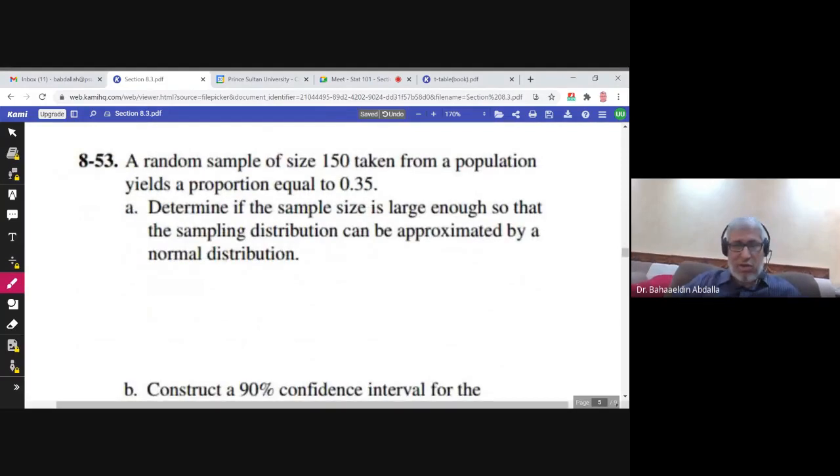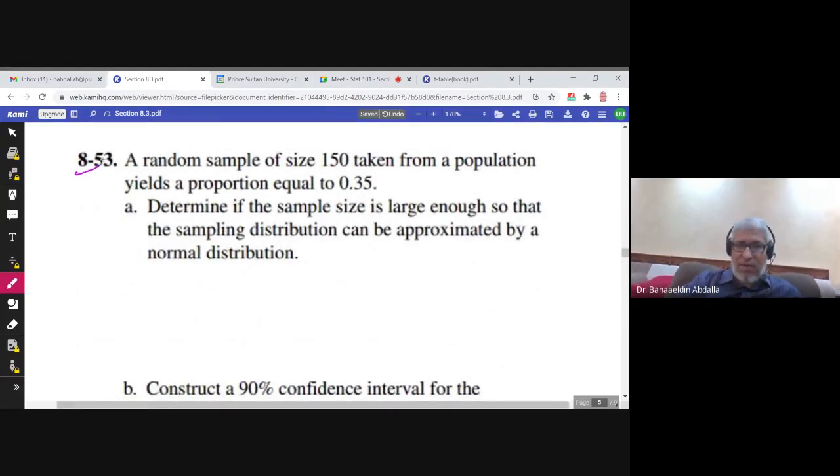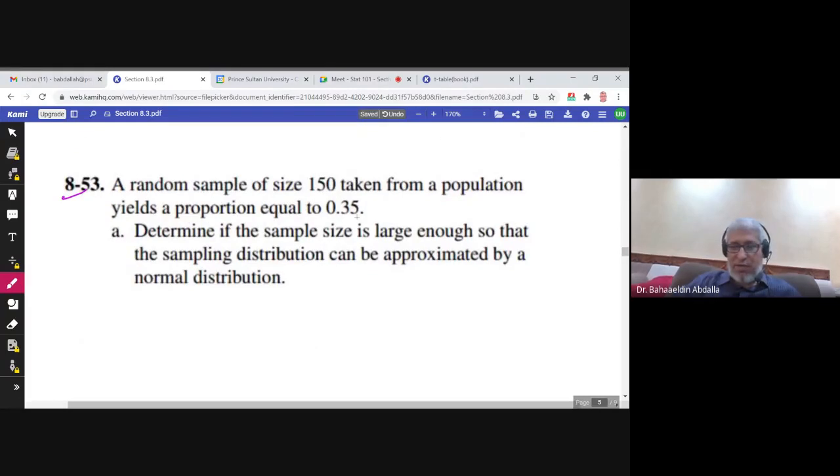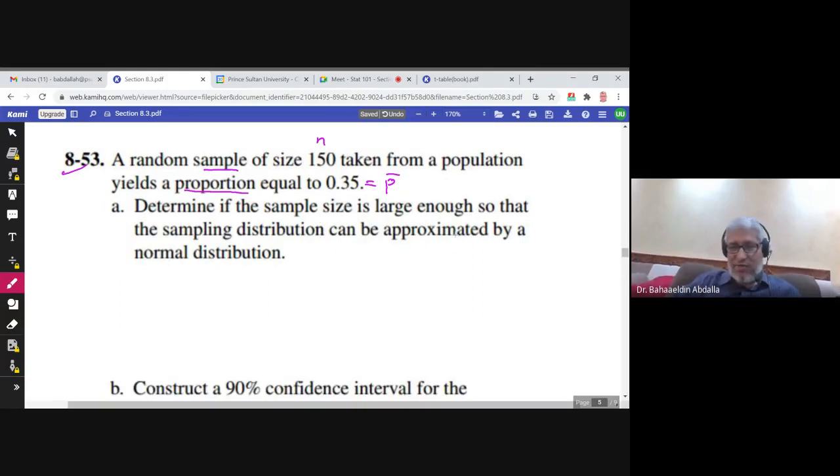And also, let us solve this one, 8.53. A random sample of size 150, so this is N, taken from a population yields a proportion equal to 0.35. So this is the proportion of what? Of the sample. So this is P bar. Determine if the sample size is large enough so that the sampling distribution can be approximated by the normal distribution. We said it will be large if N times P bar is greater than or equal to 5 and N times 1 minus P bar is greater than or equal to 5. So you have to check this.